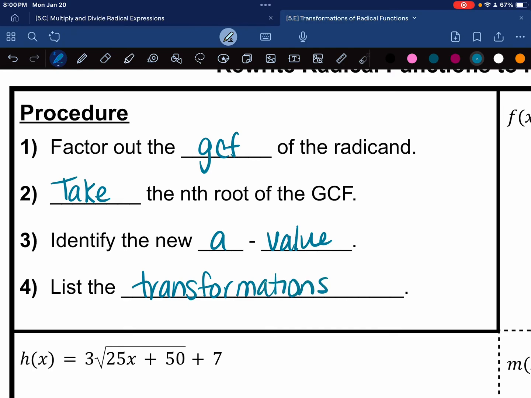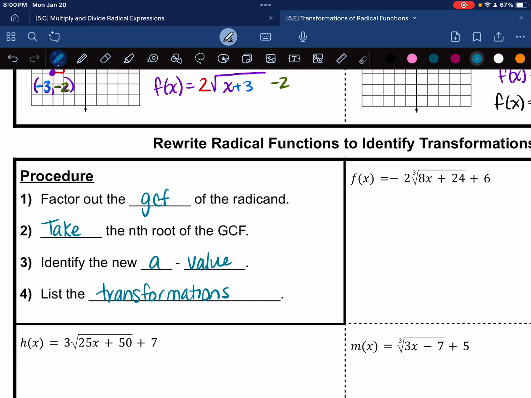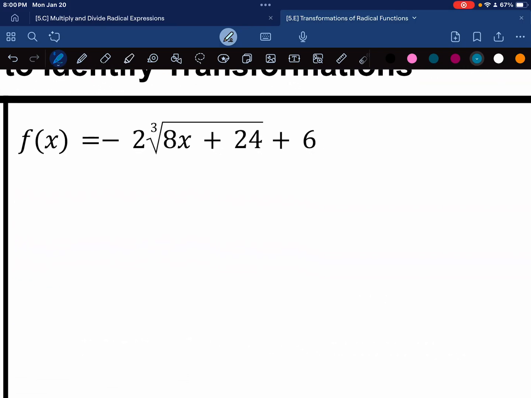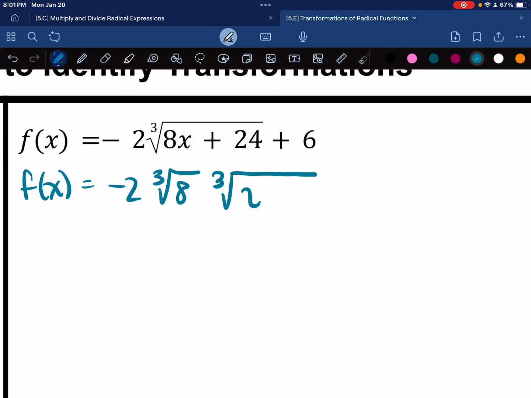All right, so let's give it a go. On this cube root, I have an 8 in front, so I'm going to divide the 8 out. I'm factoring it out. When I do that, I need to remember to divide it out of the 8x, and I have to divide it out of the 24. So the 24 turns into a 3.